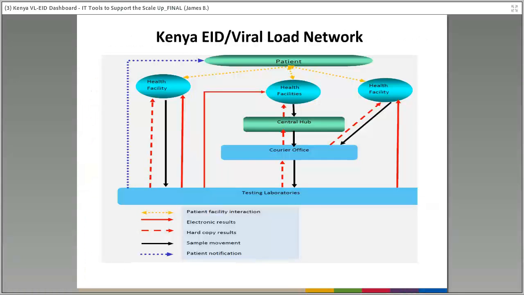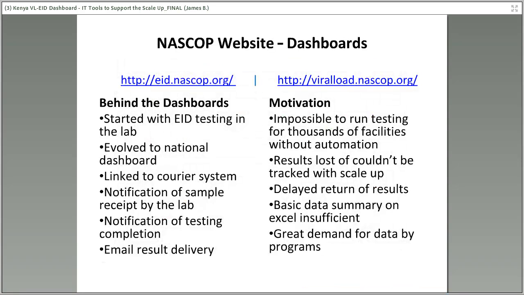The next slide talks about our network. Basically, our network is built around the patient and how the samples move from the patient to the health facilities, to the courier system, to the hubs, to the testing labs, and then back to the patient. And that's what I'll be sharing, how this works. So how did we start? What is the history behind the dashboard?